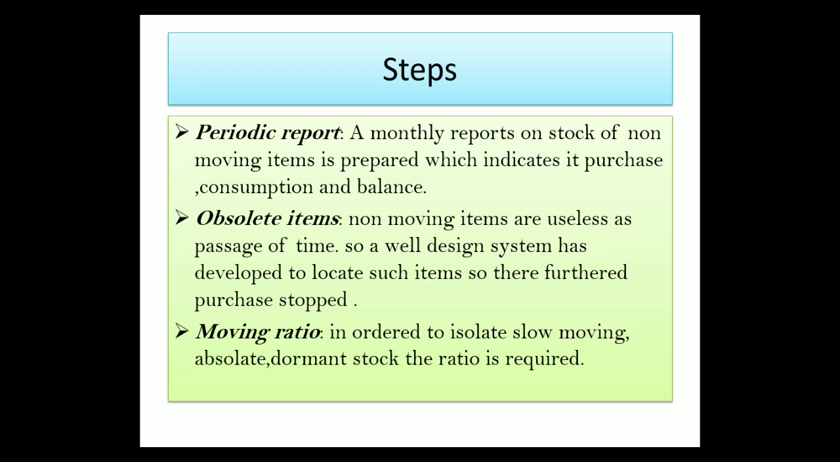Then in obsolete items, many of the slow and non-moving items may become useless with the passage of time. A well-designed information system is developed to locate such items, so that their further purchasing can be stopped. And the moving ratio: in order to isolate the slow moving items, dormant and dead stocks, moving ratios may be calculated periodically. These ratios show the turnover of these items for presentation to the management.